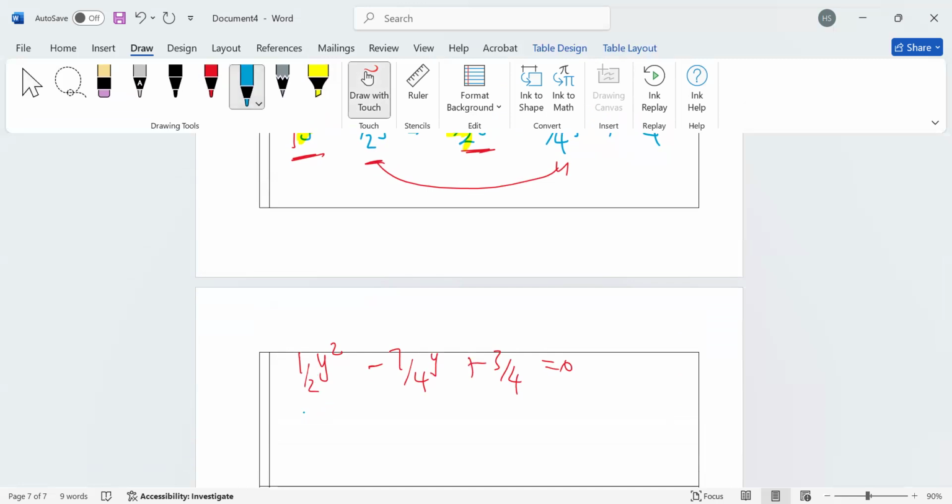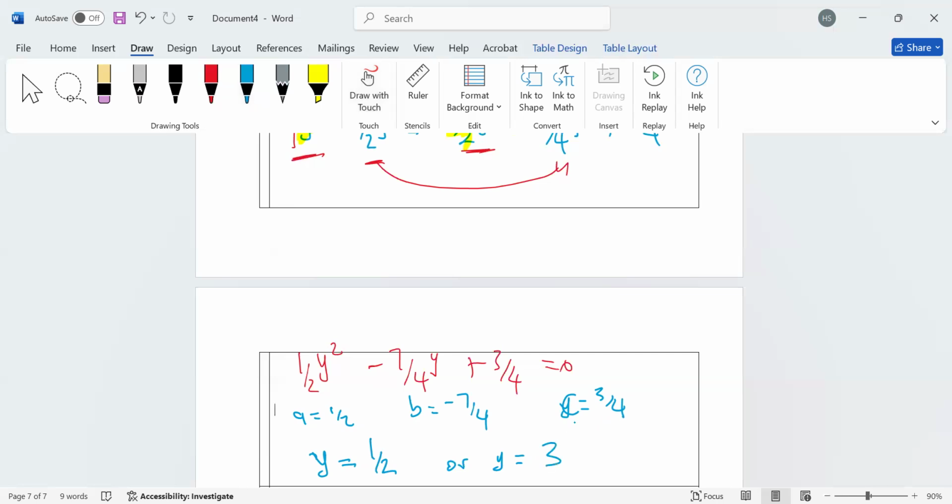So you can use the quadratic formula. A is equal to 1 all over 2. B is equal to minus 7 all over 4. C is equal to 3 all over 4. And then if you use the quadratic formula, you get y is 0.5, which is 1 over 2, or y is going to be 3.